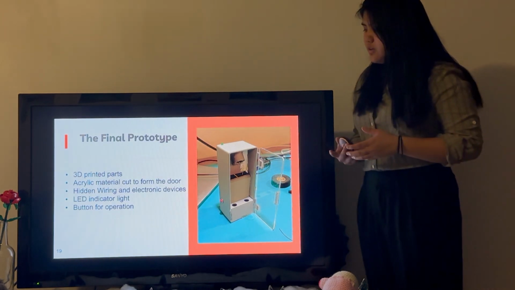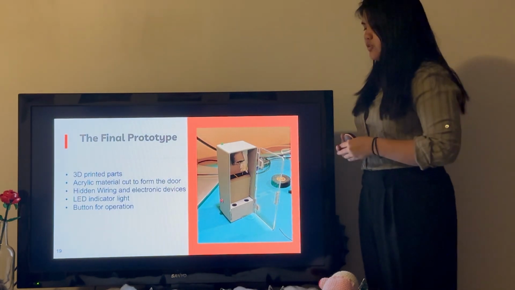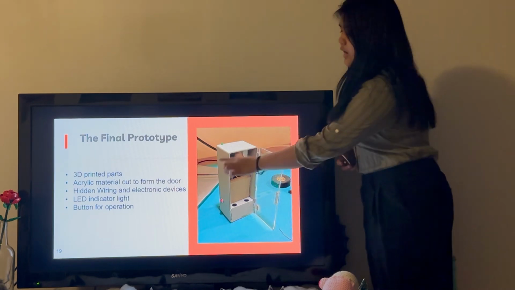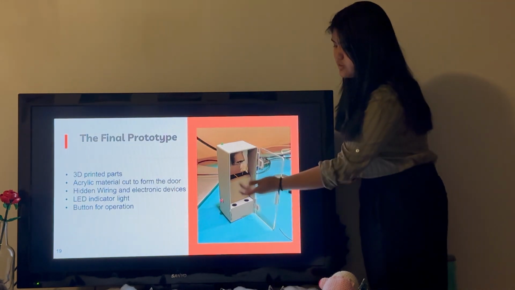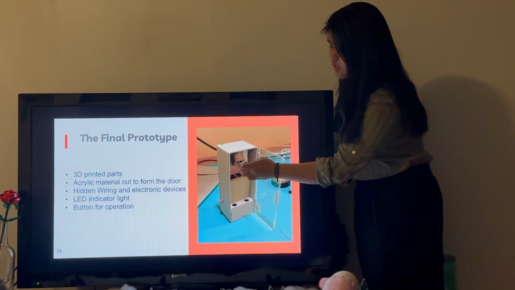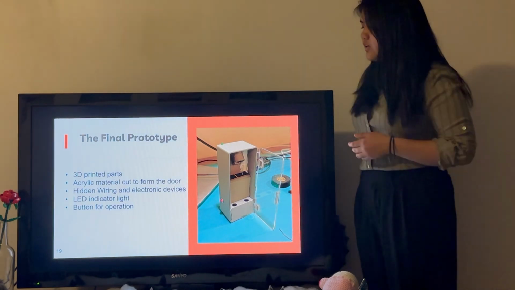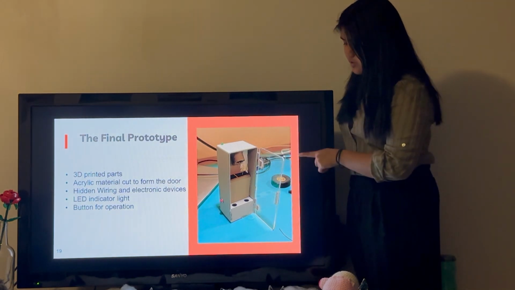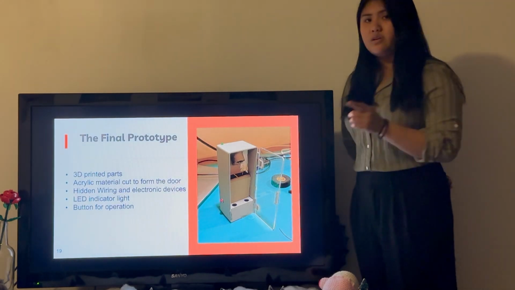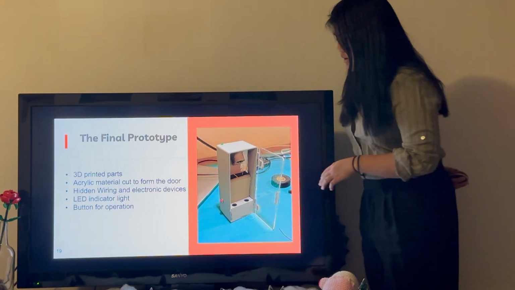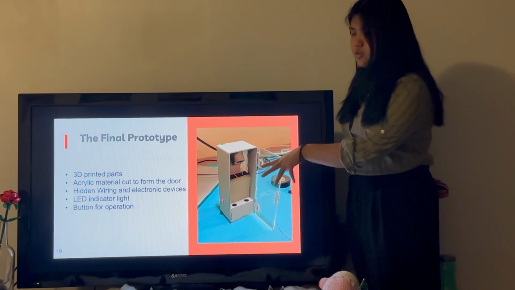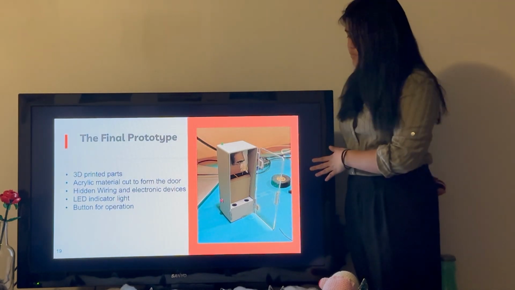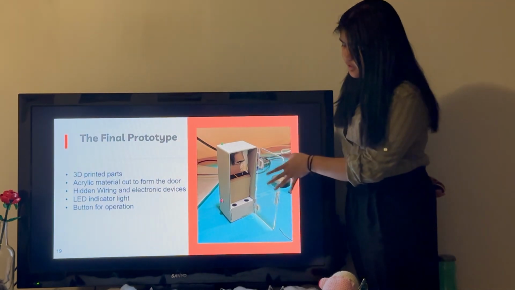This is a picture of our final prototype. The outer box here, the inner panels, and the motor mount was 3D printed here at Virginia Tech. The door was cut from an acrylic material using a vertical bandsaw, and the inner parts were all assembled by the team members for functionality.